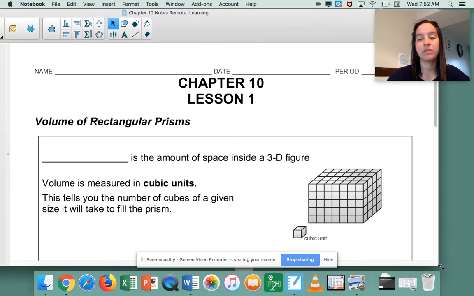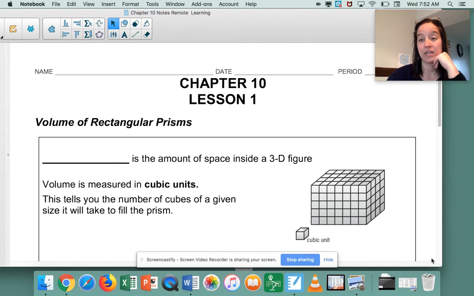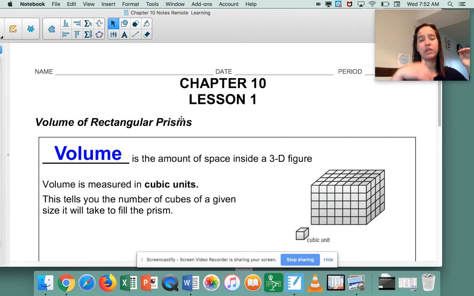Today we're going to be talking about Chapter 10, Lesson 1. Chapter 10, Lesson 1 is about volume of rectangular prisms. Volume is the amount of space inside a 3D figure. So basically what you can fill up a 3D figure with. If I have a box and I were to fill it up with water, the water would be considered the volume. Volume is measured in cubic units. So you'll see here, volume is measured in cubic units.